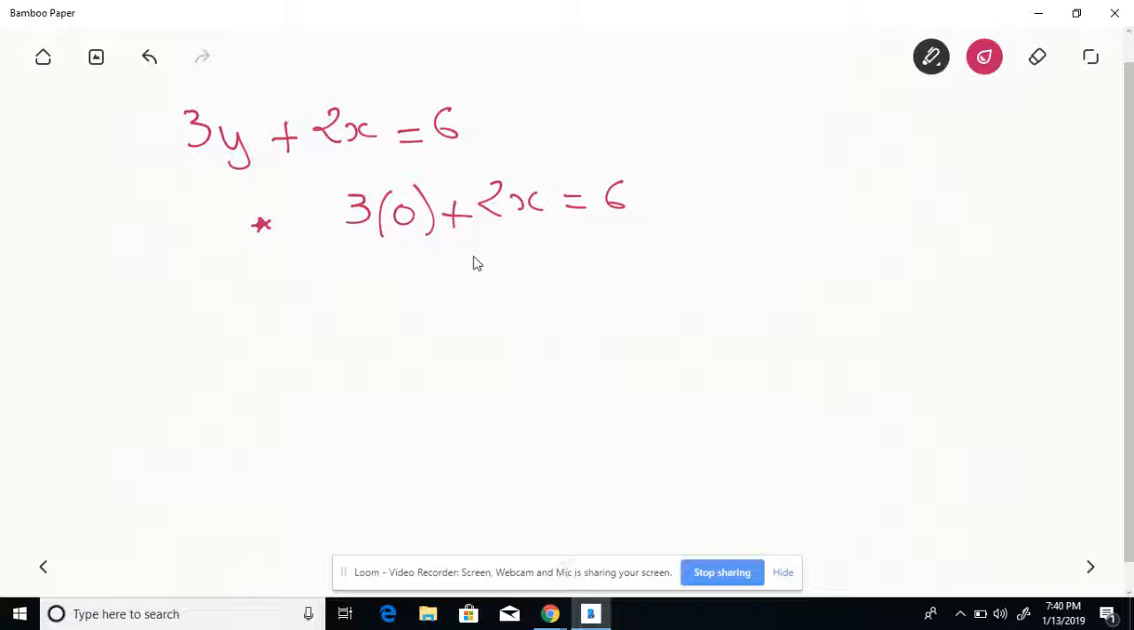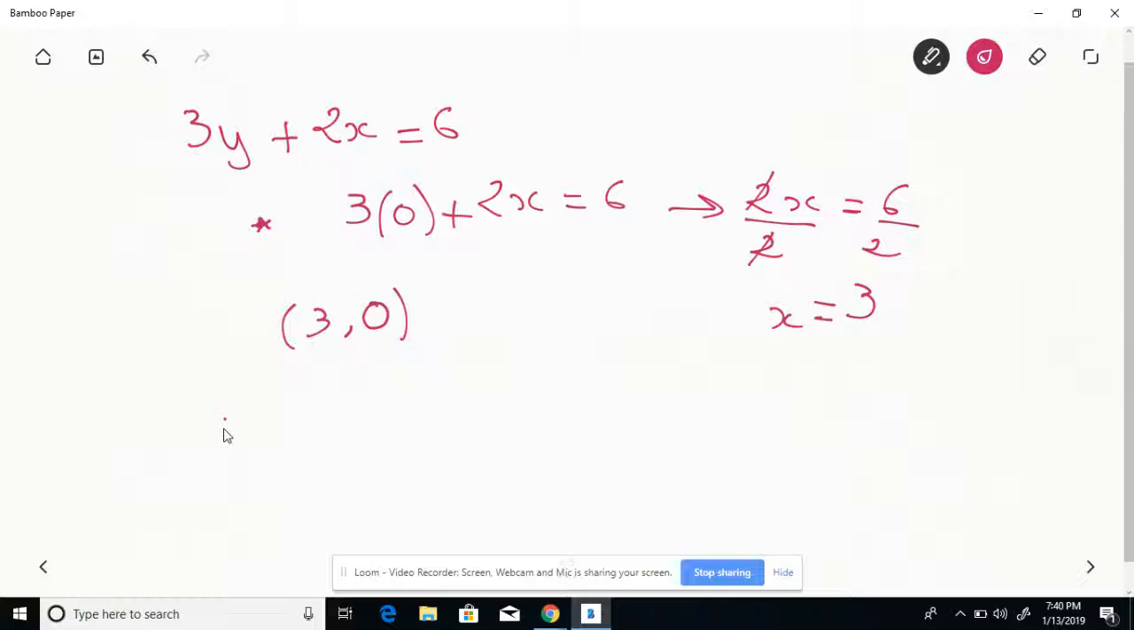3 times 0 is 0. Here 2x is equal to 6. So we divide both sides by 2 to get x. X is equal to 3, since 6 divided by 2 is 3. So the x-intercept, where we put y equals 0, is 3.